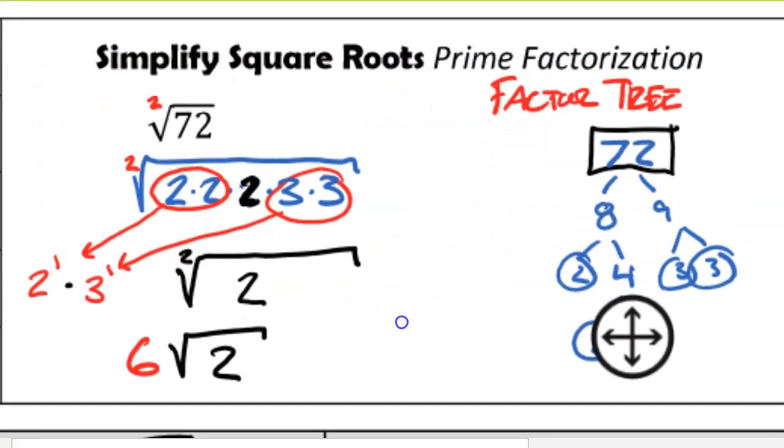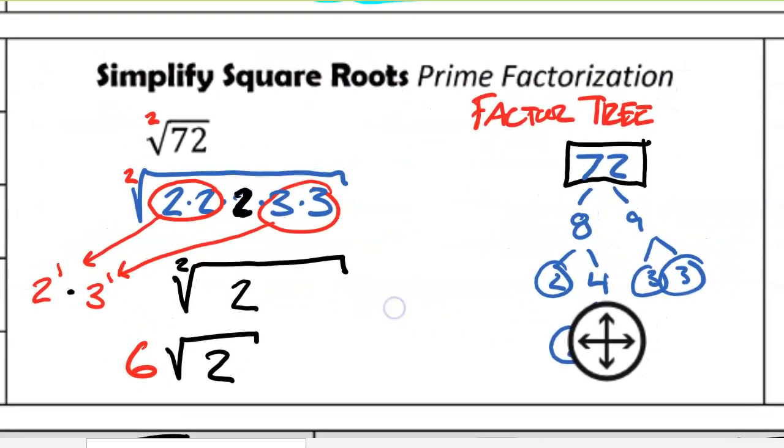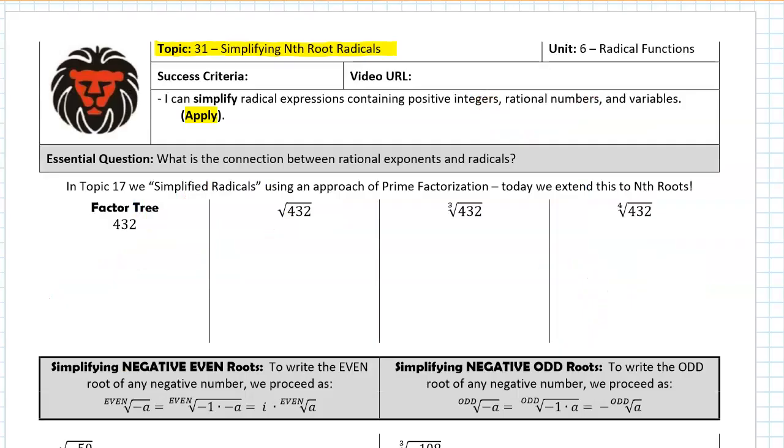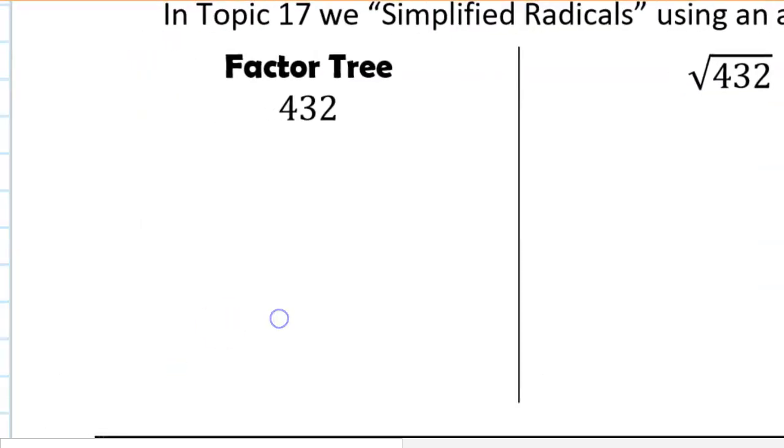Most of us were in the camp of utilizing our prime factorization factor tree and then looking to group out pairs of numbers to pull them outside of the radical, leaving anything that wasn't in a pair inside the radical, and then multiplying everything outside, multiplying everything inside, and coming up with our simplified answer. We are going to use that same approach as we move to higher indexed roots. So let's go ahead and start with a factor tree for 432.